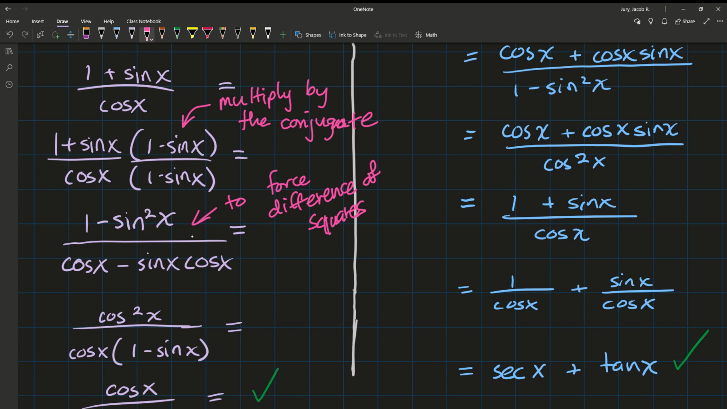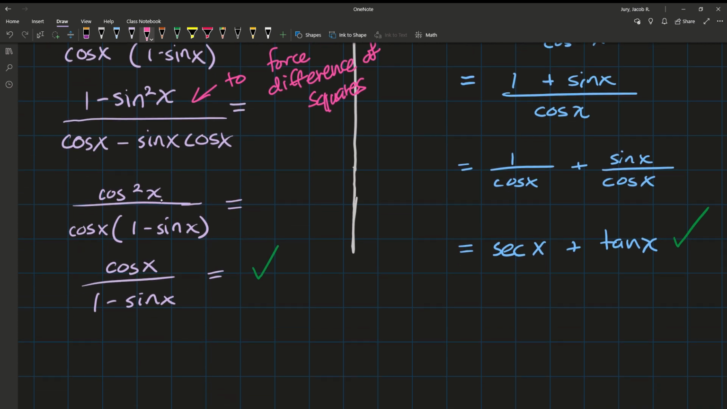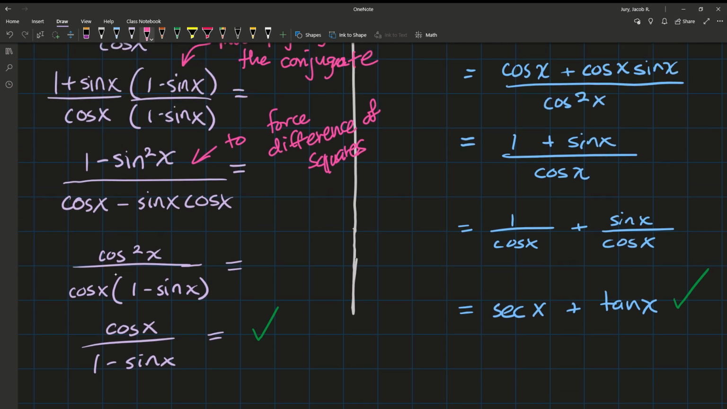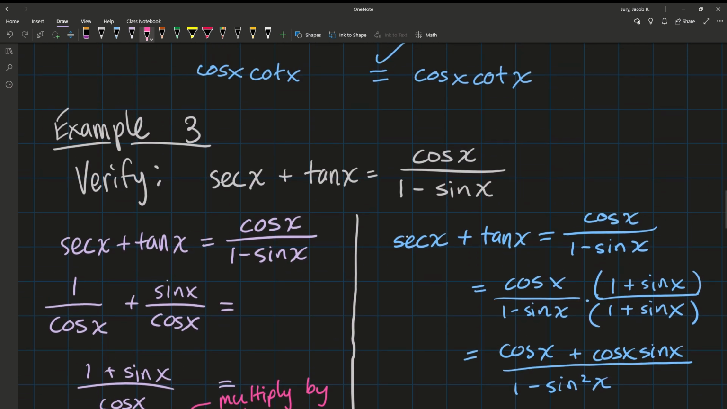So I take my cosine squared, which is what 1 minus sine squared x becomes, making sure I've distributed everything correctly in the denominator. And I can now divide out the cosine that I factored from the denominator. I really didn't need to distribute it. And then I get the right side that I started with.